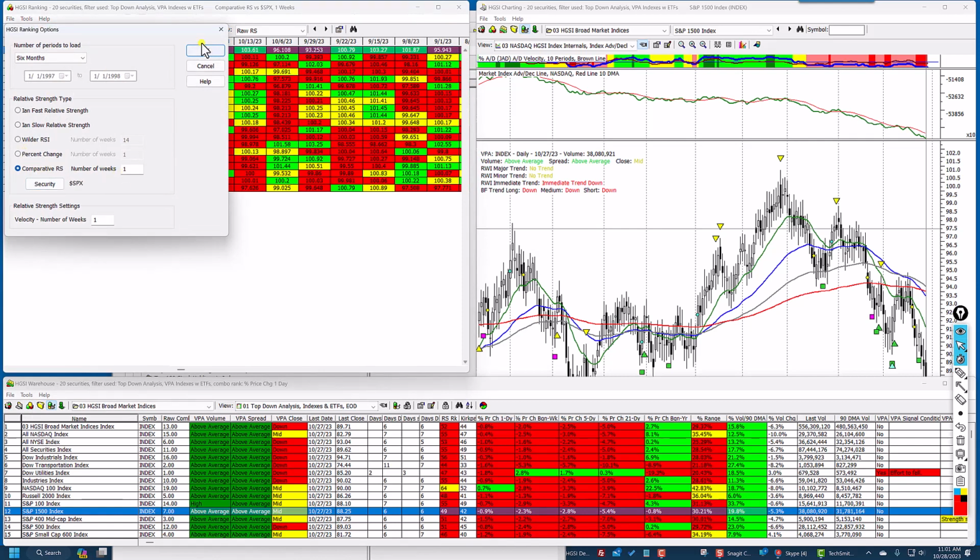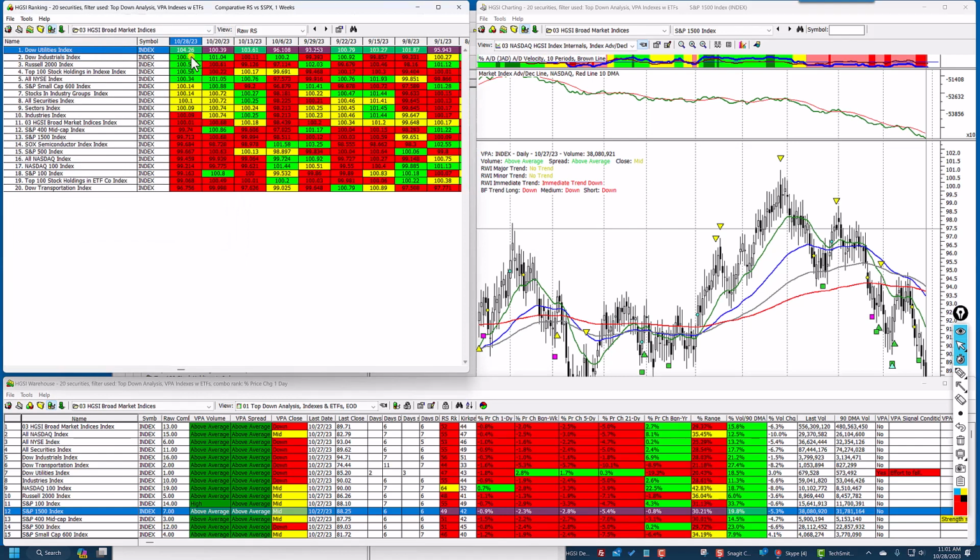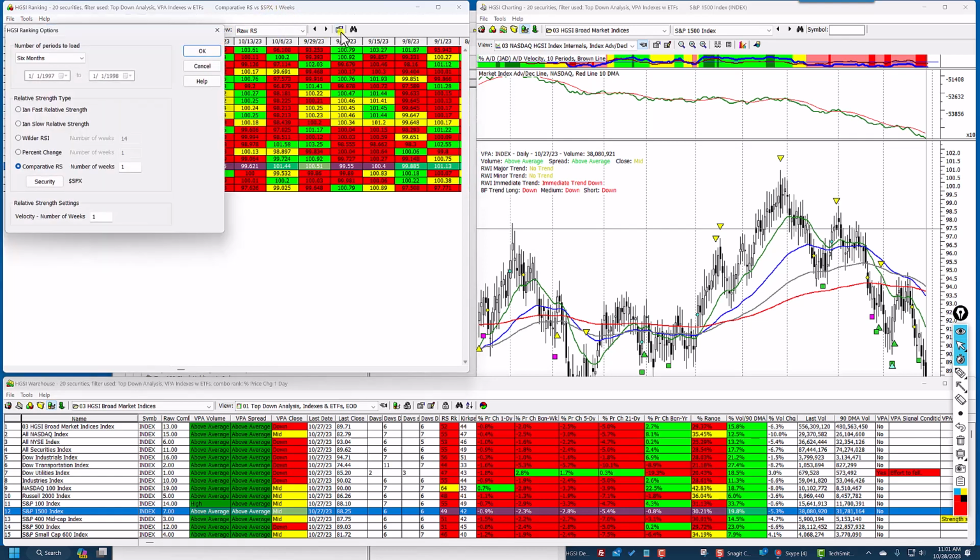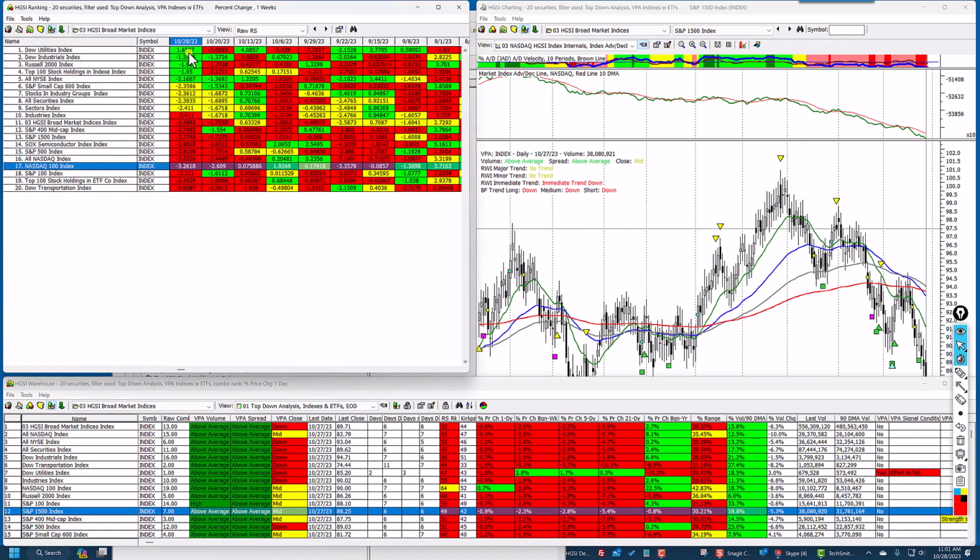comparative number of weeks 1, it shows me that the utilities are up 4% versus the SPX over 1 week, and the Dow is up slightly compared to the S&P. Russell's even slightly above it. Anything above 100 is beating the S&P 500. But then when we go down to the Nasdaq 100, you can see that it's slightly under. Just a quick reference. You can also use the percentage change, and that way you can get a feel for how much these indexes were down or up for the week.